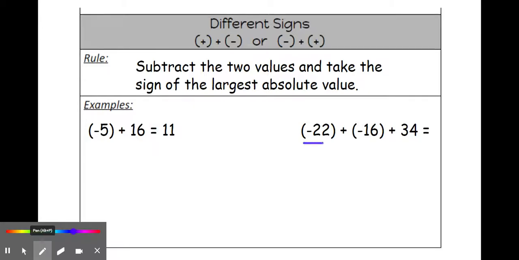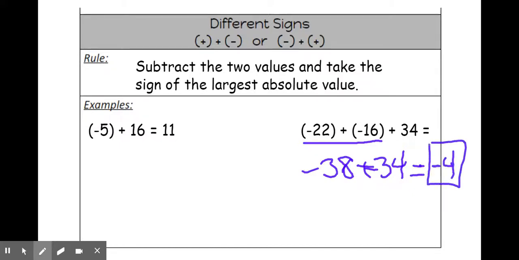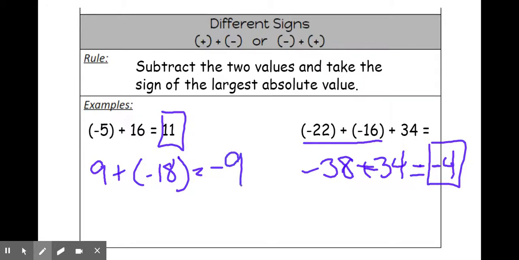Whereas when we have two negative numbers and then a positive number, we'd have to take the value of both the negative numbers first, which is -22 plus -16. So you add those together. We have -38 plus 34, which is going to subtract, which would give us -4 because 38 has a greater absolute value. And this one is just 11. If we look at another one, we could have 9 plus -18. -18 is larger, therefore it's going to be a negative answer, and then we just have 18 minus 9, which is -9.